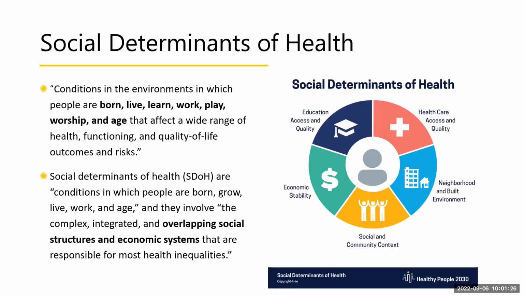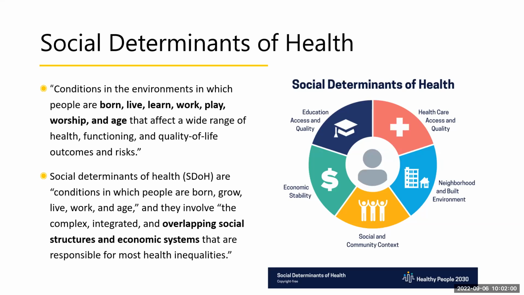Okay, so the first thing we have to do is define social determinants of health. When you do these kinds of things, you assume that the audience knows nothing or very little about the topic. So when we talk about the social determinants of health, we're talking about those conditions that people are born in, live in, learn in, work in, play in, worship in, and age in. These things affect a wide range of health and functioning and quality of life outcomes and risks. And these are important definitions.